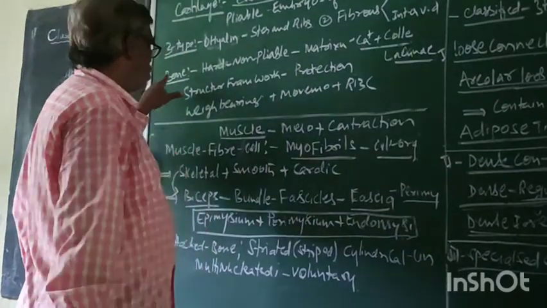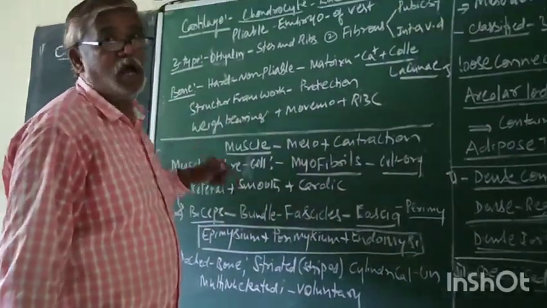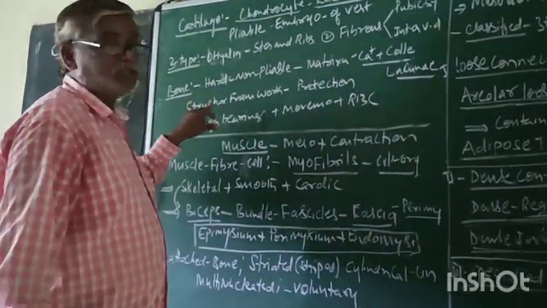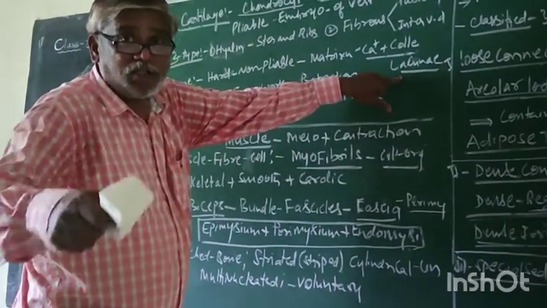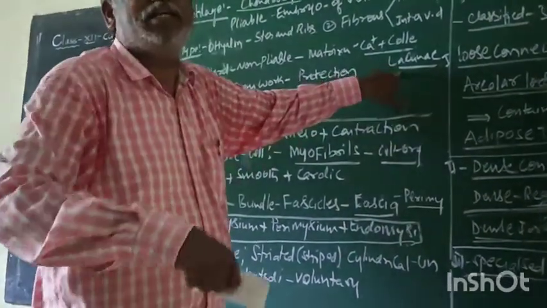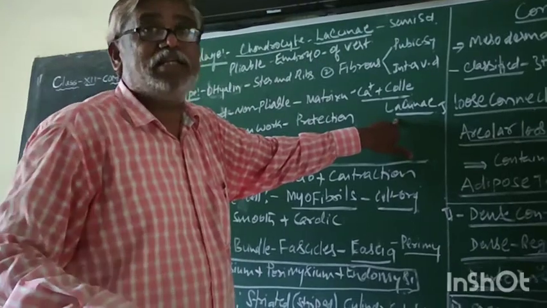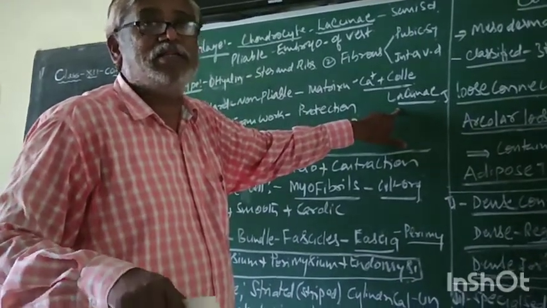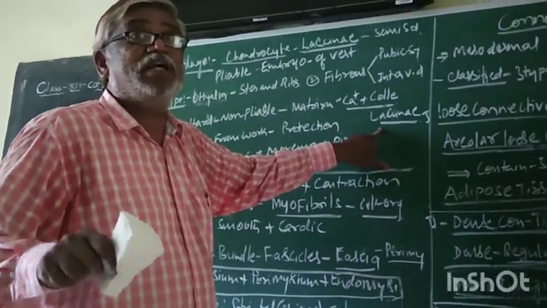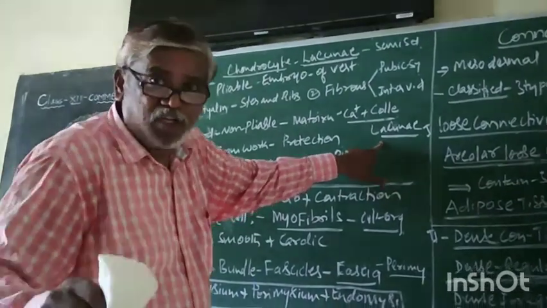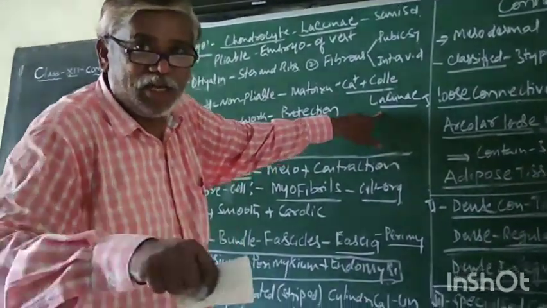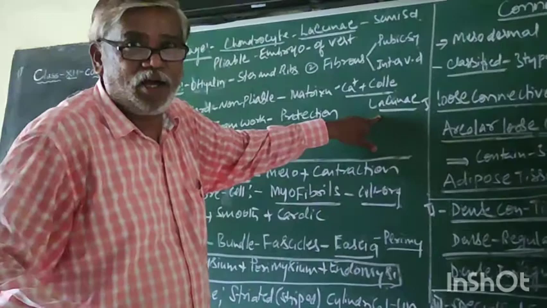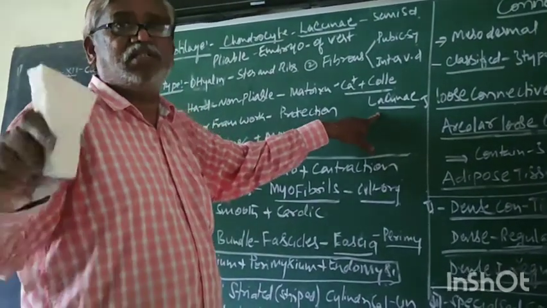Now come to the cells of bone, the osteocytes. The osteocytes are present in lacunae, but these lacunae are arranged in concentric rings around the Haversian canal. One Haversian canal and its lamellae altogether form the Haversian system.